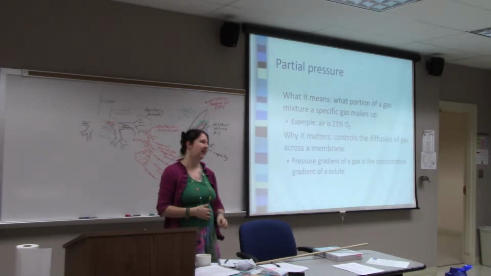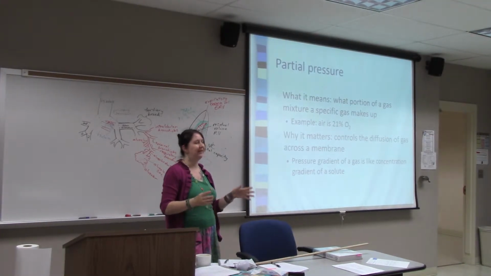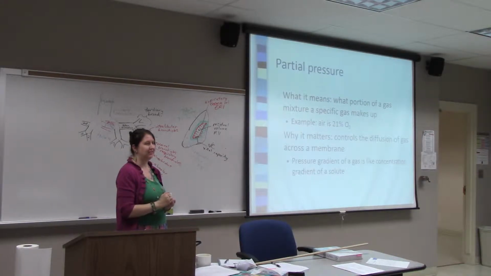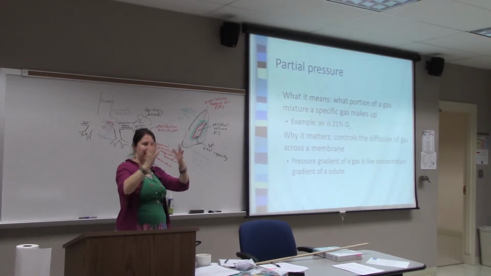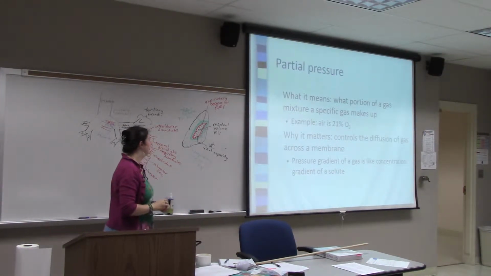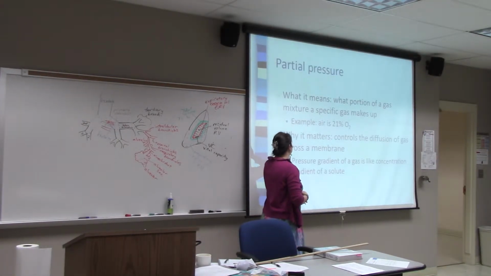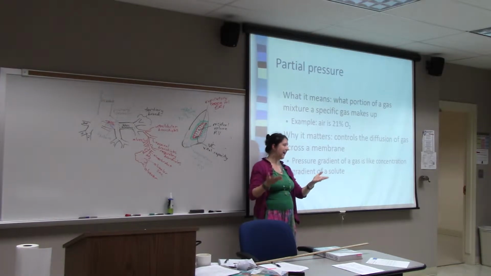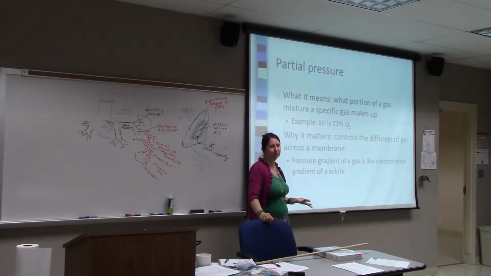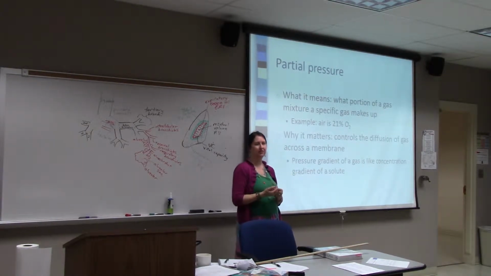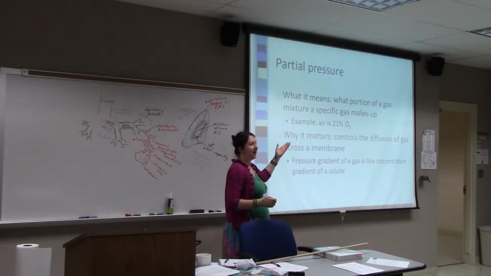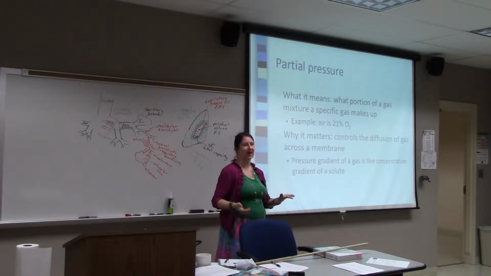To look at the stimuli involved in changing breathing rate and depth, we need to look at something called partial pressure. What this means is what portion of a mixed gas, like say air, is one specific gas, like oxygen, nitrogen, carbon dioxide. You could say it as a percent, like air is about 21% oxygen. If you wanted to put a number to the pressure, you would multiply that percentage by the total pressure, so by the atmospheric pressure, to get the partial pressure of oxygen in the air.